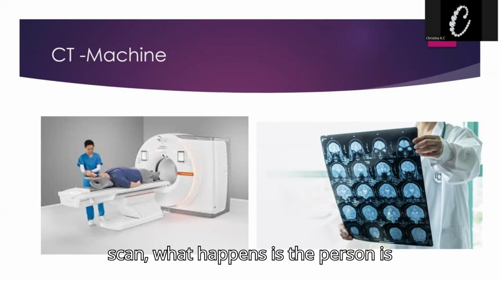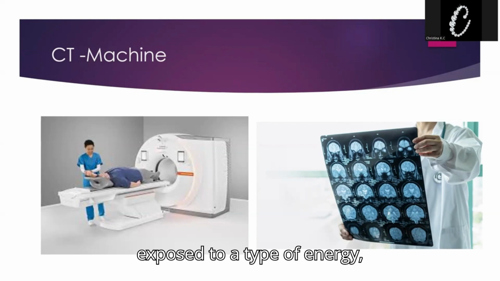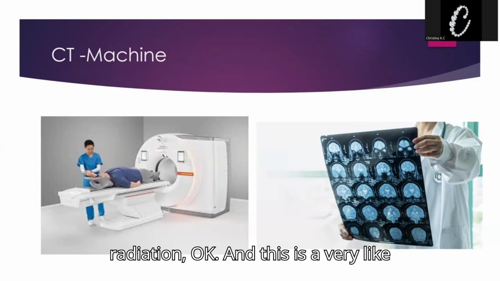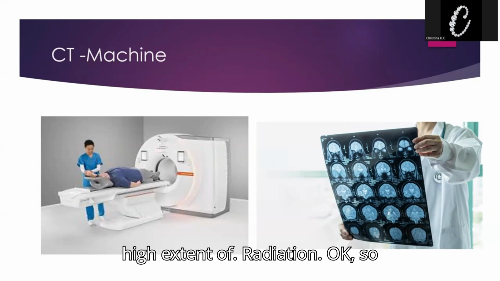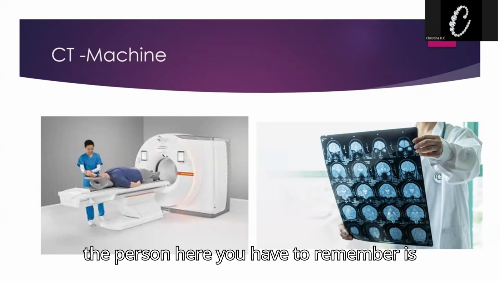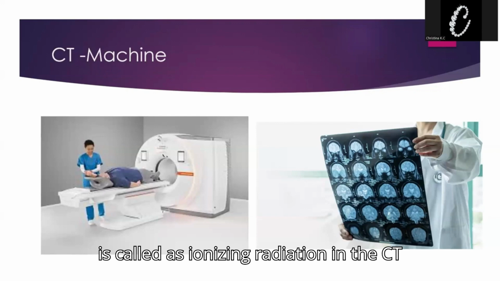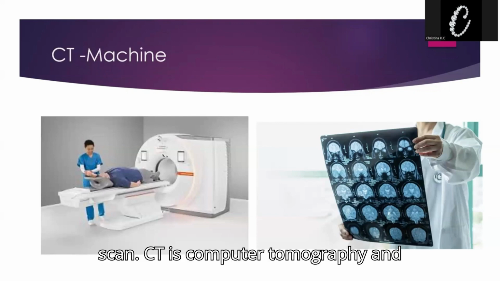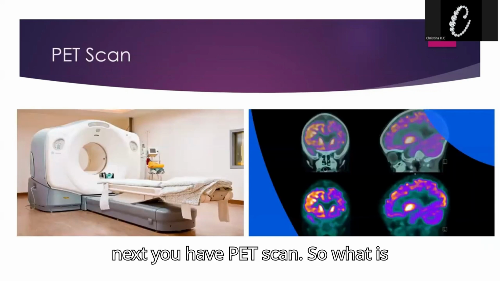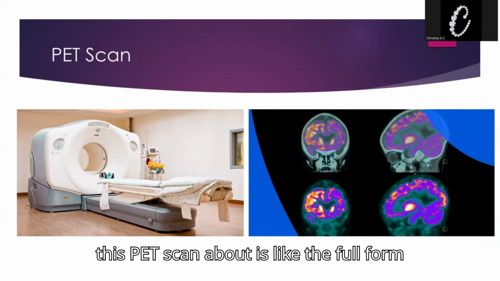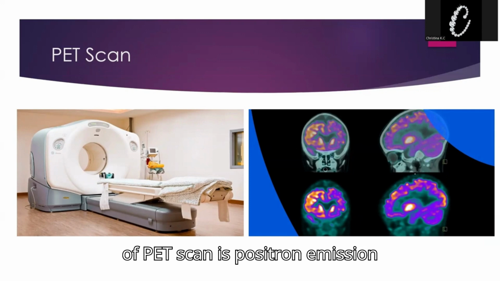During a CT scan, the person is exposed to a type of energy called ionizing radiation, and this is a fairly high extent of radiation. So remember that in the CT scan, the person is exposed to radiation called ionizing radiation. CT is computed tomography. And next you have the PET scan. The full form of PET scan is positron emission tomography.